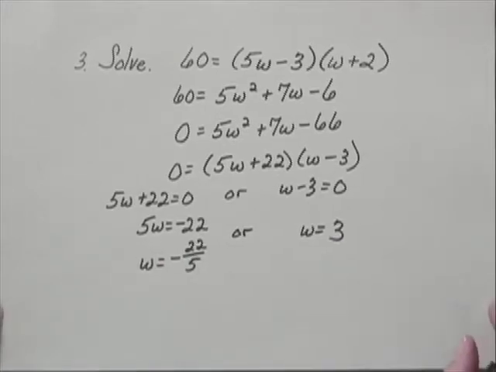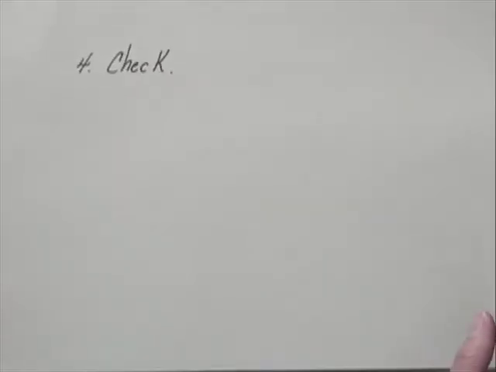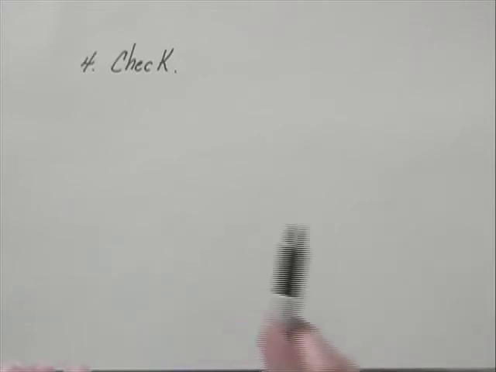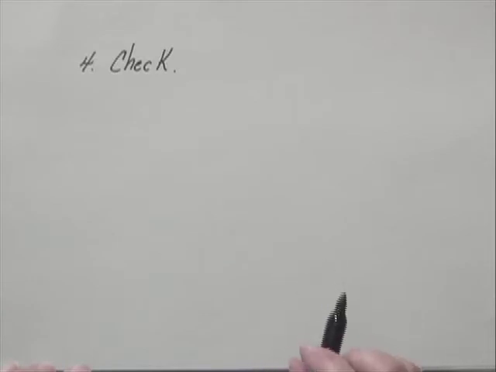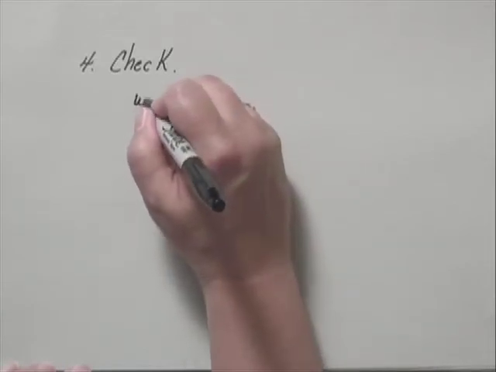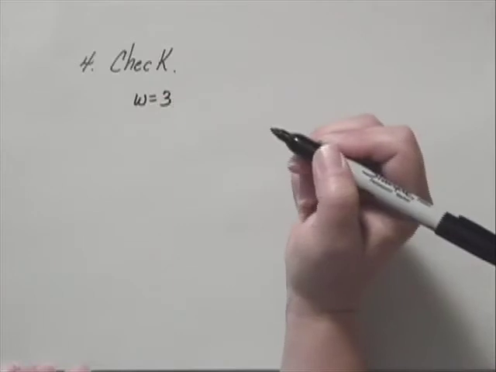Now when I check the answer, I'm going to go back to my original problem. And when I go back to the original problem, I realize that W stands for the width of the rectangle. The width cannot be negative, so negative 22 fifths cannot be a solution. So I'm only going to check W equals 3.